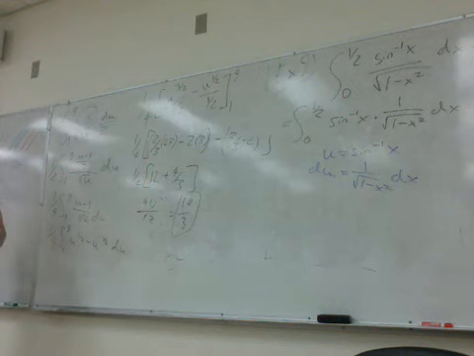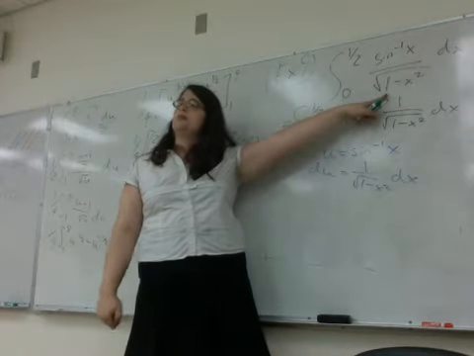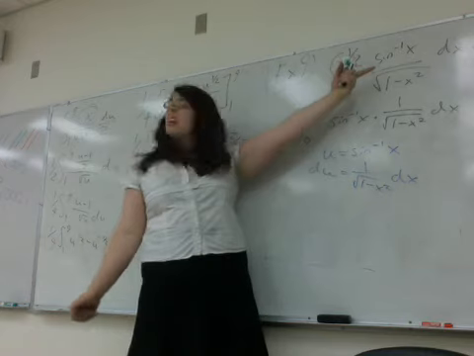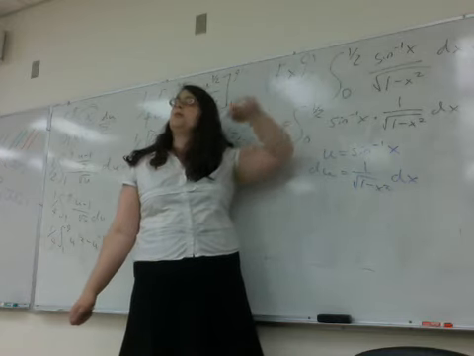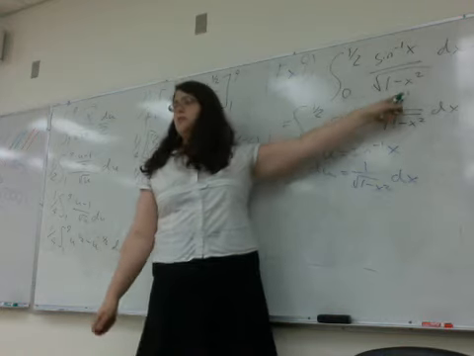U equals 1 minus x squared? Okay, if you do u equals 1 minus x squared, the derivative is negative 2x. There's no negative 2x for me to pick up. Oh, is u sine inverse of x, or u equals the square root of that thing?